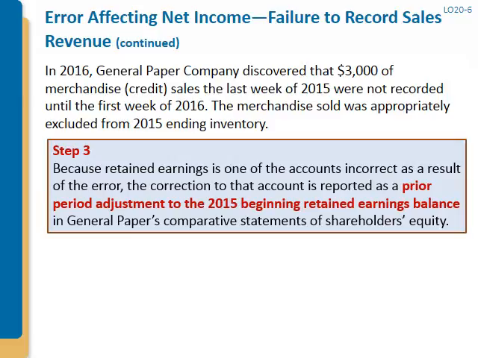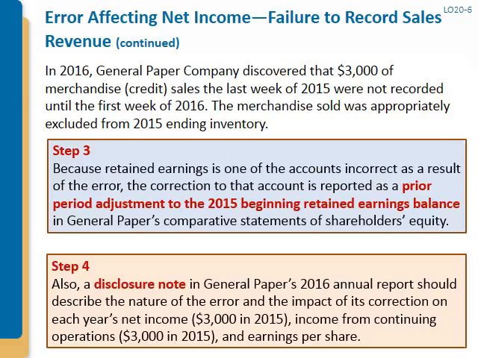Step 3. Because retained earnings is one of the accounts incorrect as a result of the error, the correction to that account is reported as a prior period adjustment to the 2015 beginning retained earnings balance in General Paper's comparative statements of shareholders' equity. Step 4. Also, a disclosure note in General Paper's 2016 annual report should describe the nature of the error and the impact of its correction on each year's net income, $3,000 in 2015, income from continuing operations, $3,000 in 2015, and earnings per share.